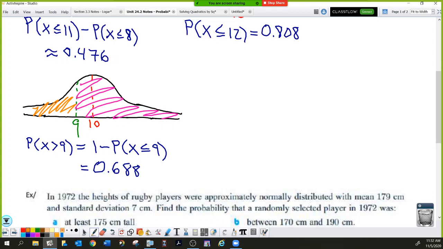Then why would you do that for 9? Because, Gavin, your calculator can only calculate probabilities to the left of a number, but greater than is to the right of a number.